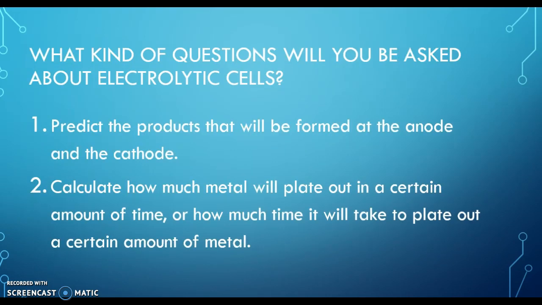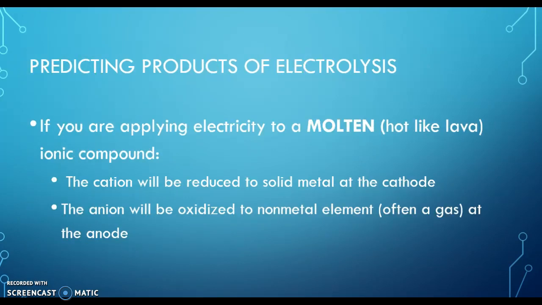So the questions you're asked about electrolytic cells are quite different than the ones about galvanic cells. In electrolytic cells, pretty much the only types of problems you'll encounter are ones in which you're asked to predict the products that will be formed at the anode or the cathode, and also to calculate how much metal will plate out in a certain amount of time, or how much time it will take to plate out a certain amount of metal. So first, let's tackle predicting products of electrolysis.